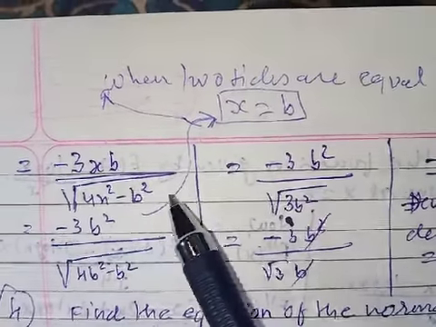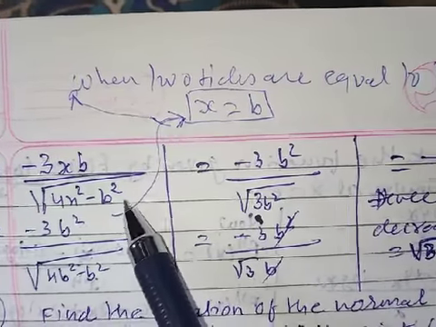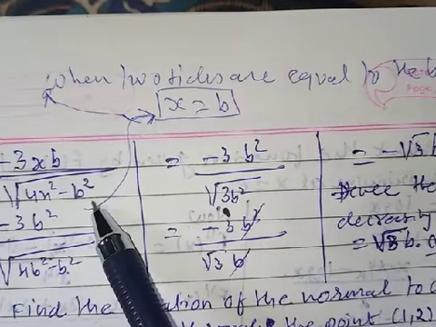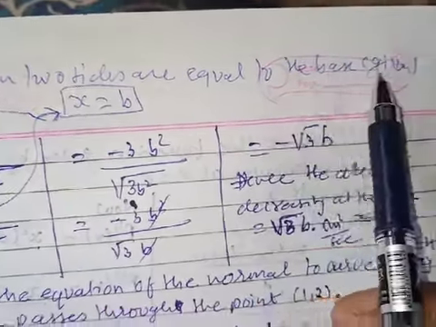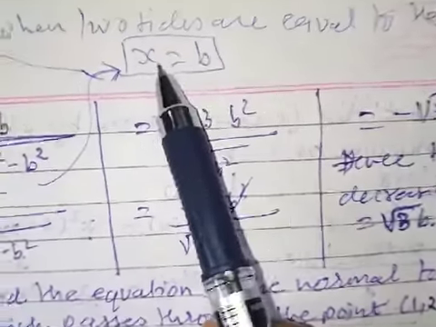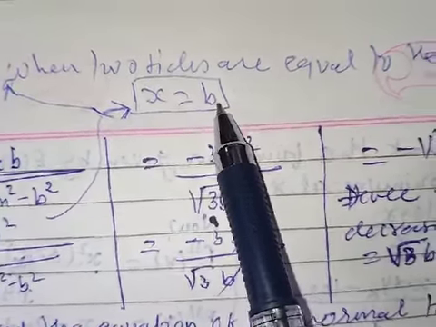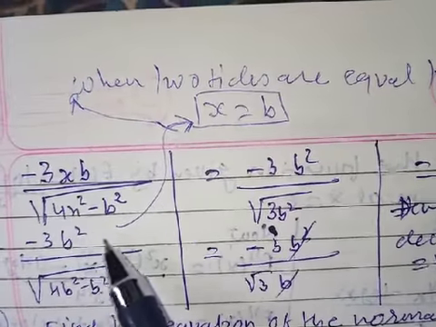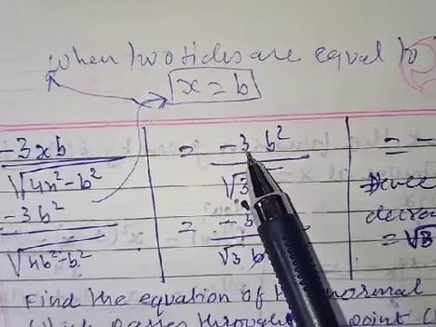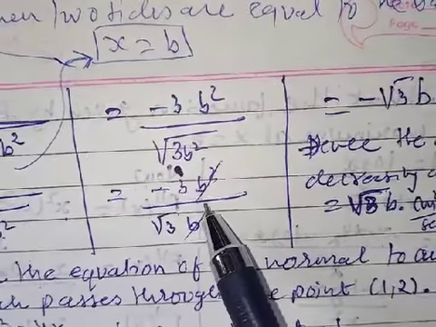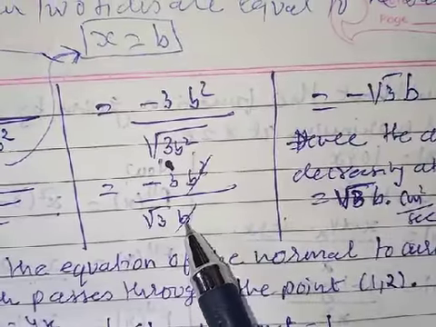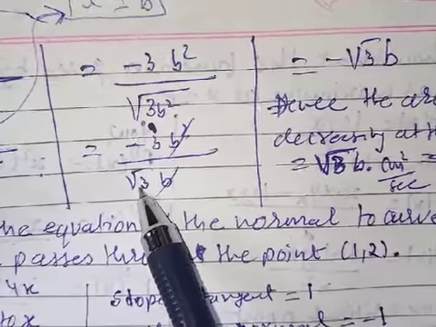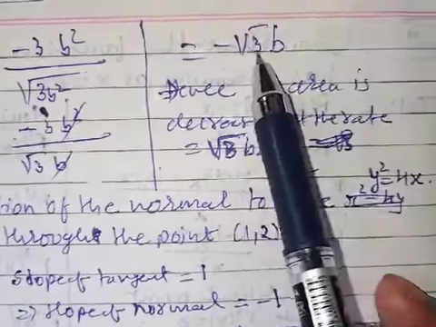Now, they want this value when the two sides are equal to the given base. When the two sides are equal to the given base, x can be taken as b. So substitute the value of x here as b. If you simplify it, you will get minus b upon 3b. This is b square, so it will come out from the root as b, and 3 will be root 3. So if you simplify it, you will get minus root 3 b.